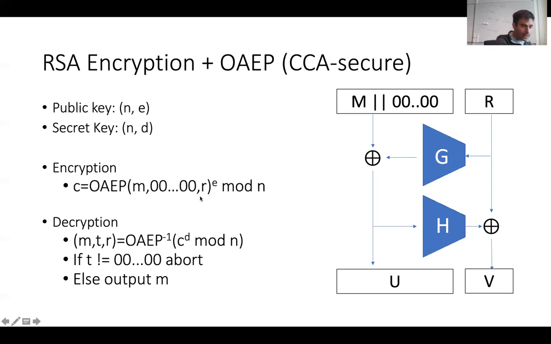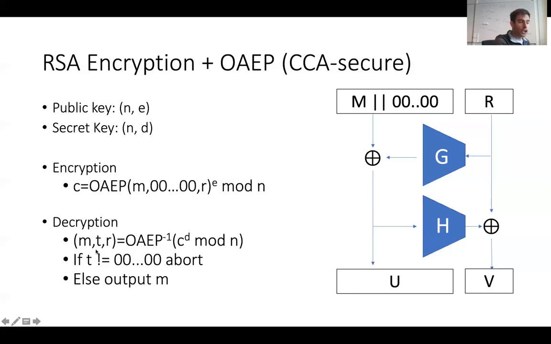Now you take the padded message, you raise it to the E, and that's your ciphertext. When you decrypt, you take the ciphertext, you raise it to the D, which is the standard RSA decryption, and then you get back the output of this OAEP. So you have to invert OAEP, which is again a function which is easy to invert. There is no secret key here to invert the OAEP function. When you invert the OAEP function, you get the message. You get something here in between, and you get some randomness.